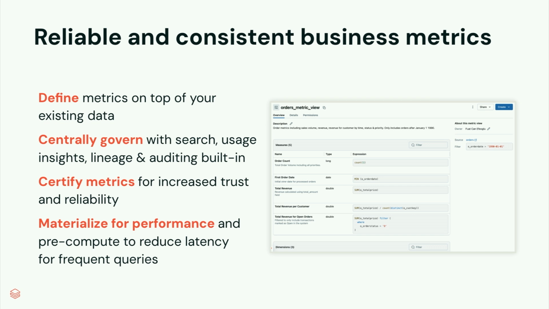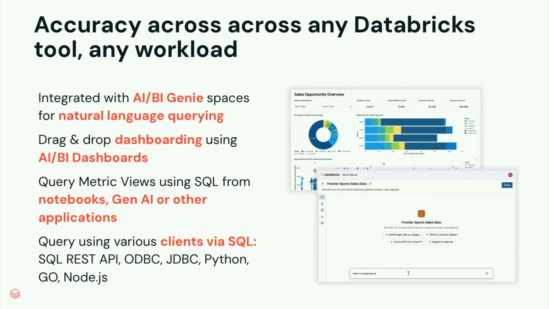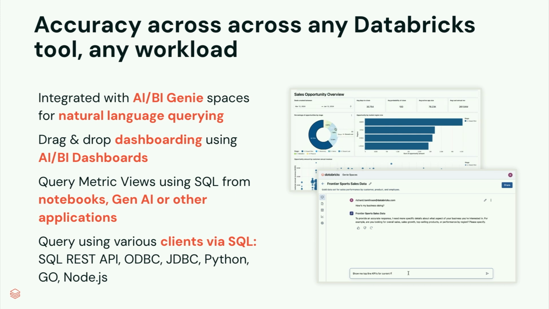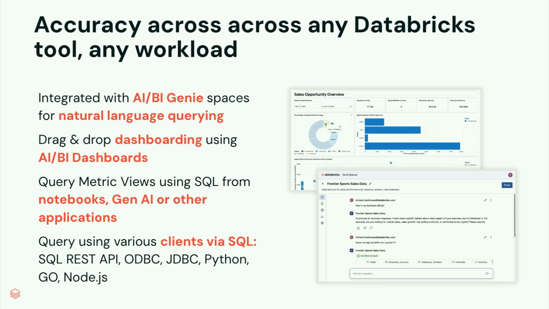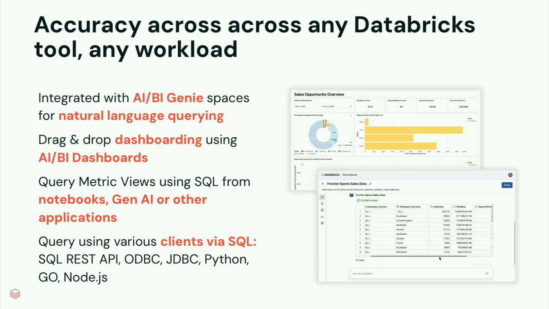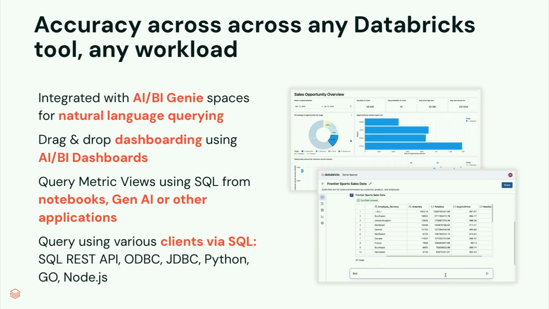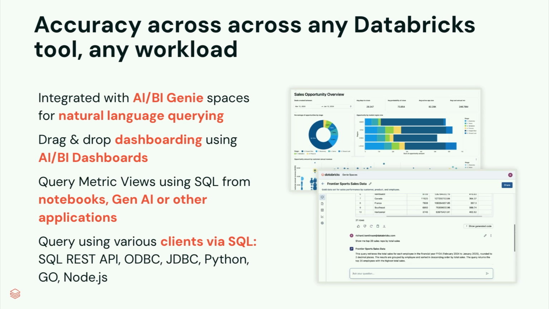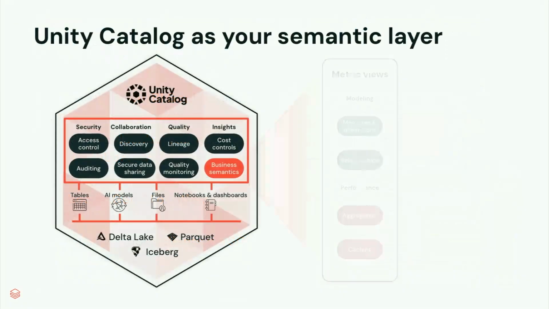Your end users still end up querying the metric view, but behind the scenes, we see, is there a materialization we can look at and give a faster response so that you don't calculate it on the fly? And that's something we're building into the metrics layer and the semantic layer here. And finally, once you have all of this defined and settled, you want to be able to do natural language, dashboards, notebooks, and query it from SQL REST, ODBC, JDBC, Python, Go, Node, whatever your poison is, and get that going. And that's what we built with Unity Catalog metrics.